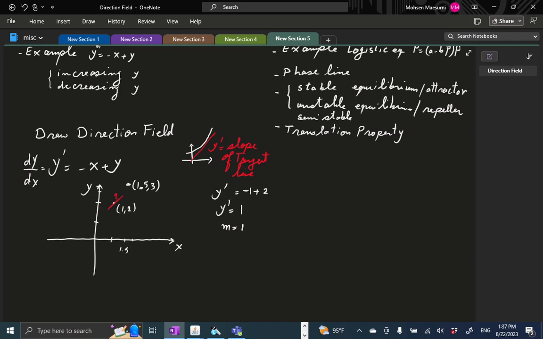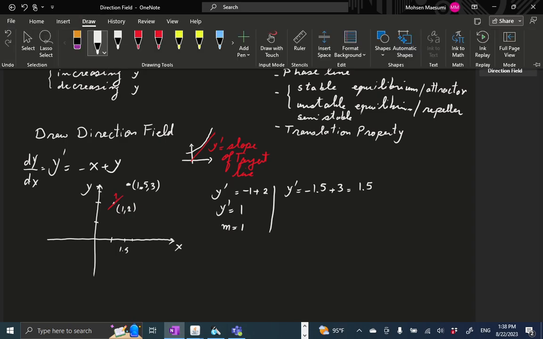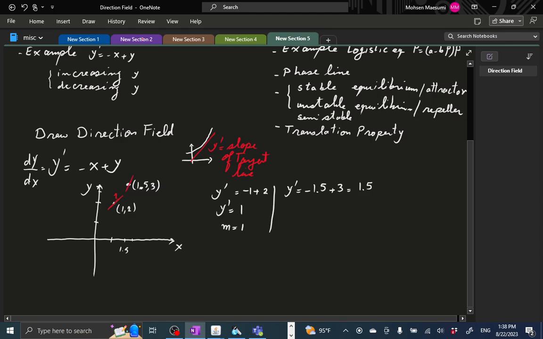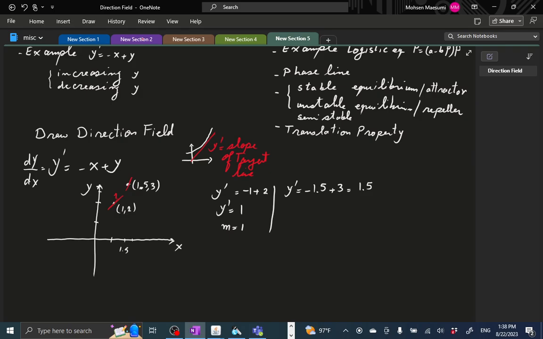1.5 and 3. So what would my y prime be in this case? Y prime is going to be my x, which is minus 1.5, plus y, which is 3. And when I add them, I get 1.5. So what does that mean? Well, it's the slope of a certain function that passes through that point. The slope of it is 1.5. So a little bit steeper angle than this one was, so we draw a little line segment there where the slope is 1.5.